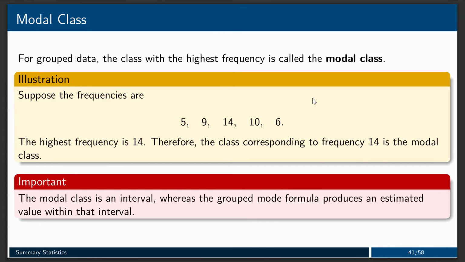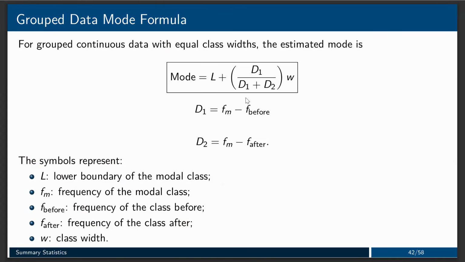So if some group data have these as their frequencies, the frequency of the first class is 5, 9, 14, 10, and 6, like that. Then we'll say that 14 is the highest frequency. So the class that corresponds to 14 is the modal class. However, if we want to find an estimate of the mode, we have to use this formula.